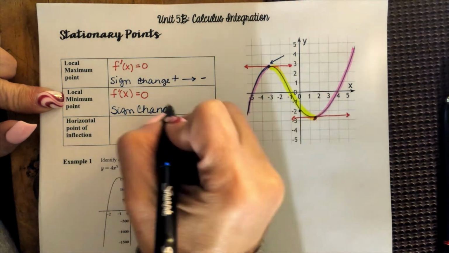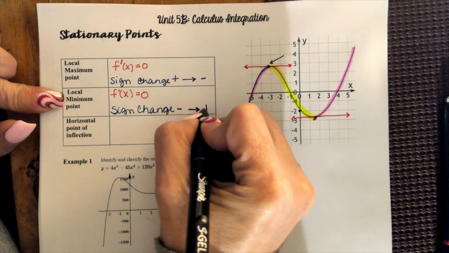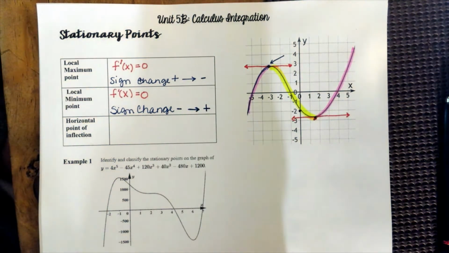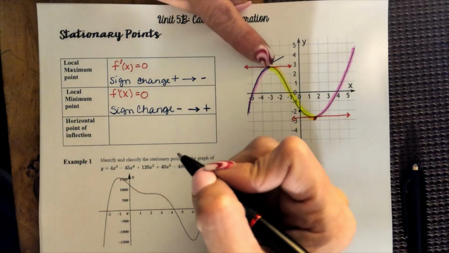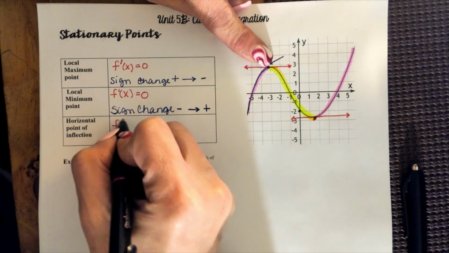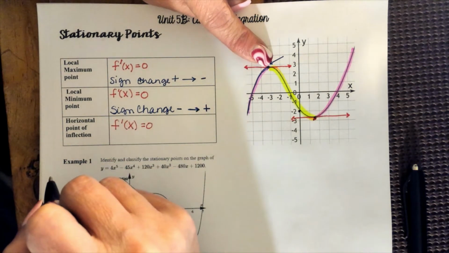Negative, negative, negative, from negative to a positive. All right. Now, what happens at that point of inflection? At the very tip top, the derivative f prime of x equals 0. That's our point of inflection.